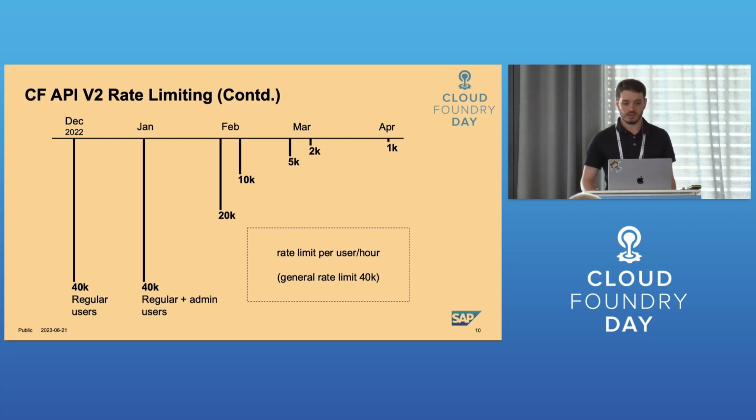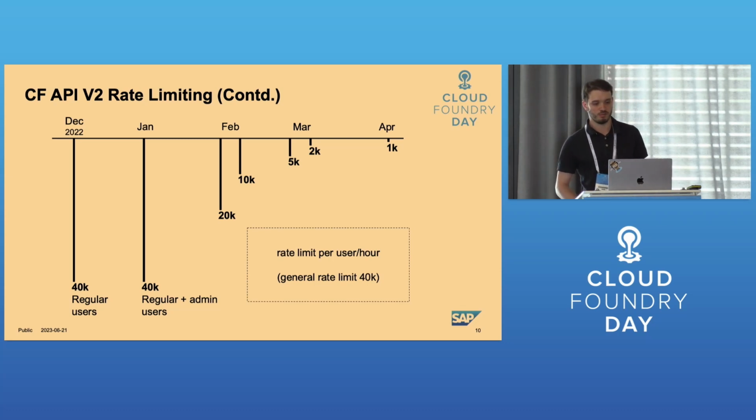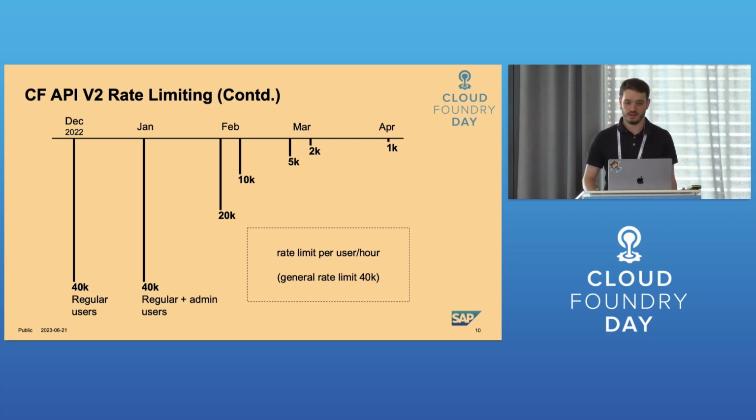In February is then where things are getting more interesting. So roughly every 2 weeks, we decreased the rate limit by half. So we went from 40 to 20 to 10 and so on. And then in April, just a couple of weeks ago, we've reached the final value for now, which is 1K V2 requests per user per hour. So it's a quite steep decrease in the rate limit. Especially the time around February was interesting, because users started to notice the rate limiting and open tickets. And with that, I would like to hand over to Philipp.